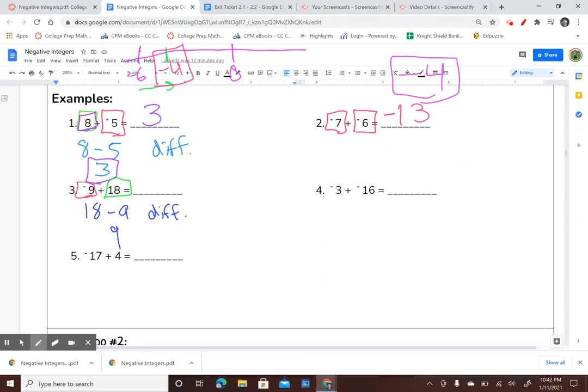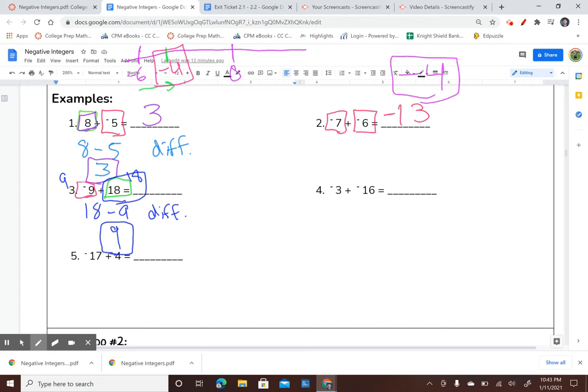I still have that final step. Looking at the absolute value of negative 9, that would be 9. And the absolute value of 18, that'd be 18. Obviously, 18 is bigger than 9, so I'm paying attention to the sign of 18. Since it's positive, my answer is going to stay positive.